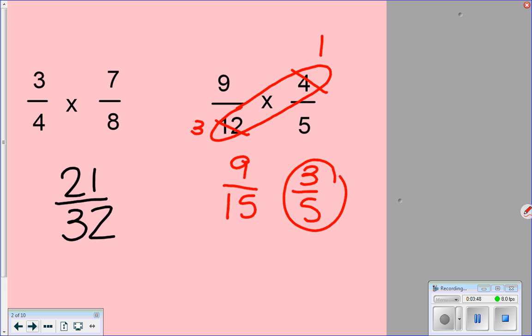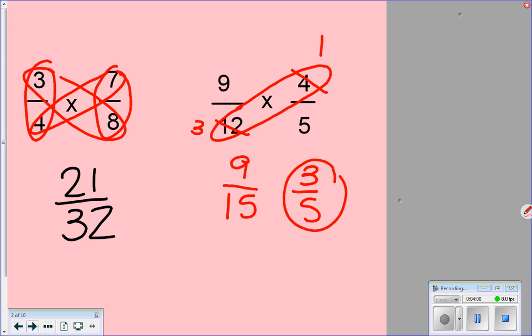I had some people ask me, can I reduce this way if I want to? The answer is no. You can only reduce this way and this way. You cannot do it like this. I can't reduce 4 and 8. I had some other people in the other class ask me that. So it's either crossways or up and down.